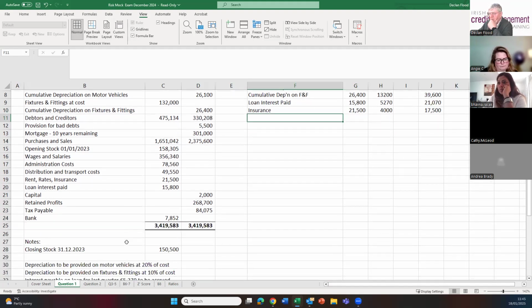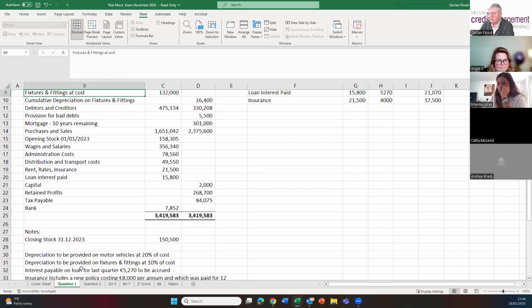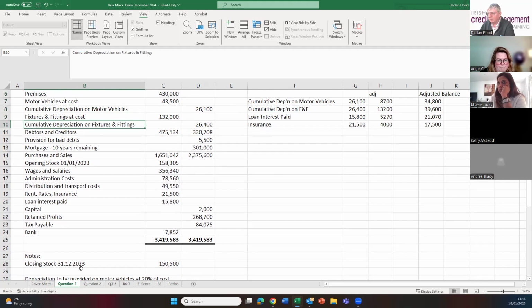And then the last one is the provision for bad debts. Now, again, watch the preposition here. It could be the provision for bad debts is adjusted to 1.5% of debtors or adjusted by 10% or whatever. So just make sure you say the provision for bad debt is to be adjusted to 1.5% of debtors. So that's fine.